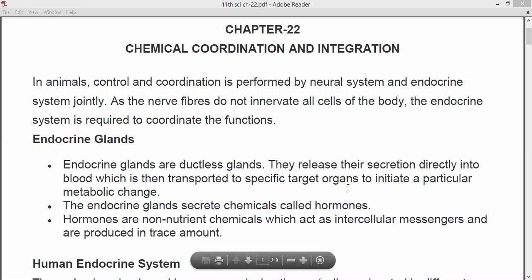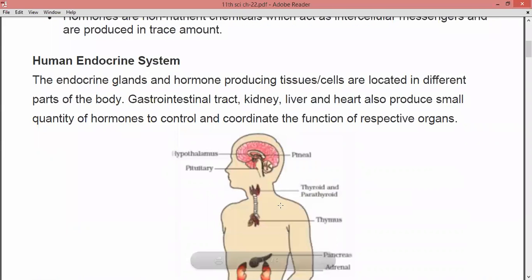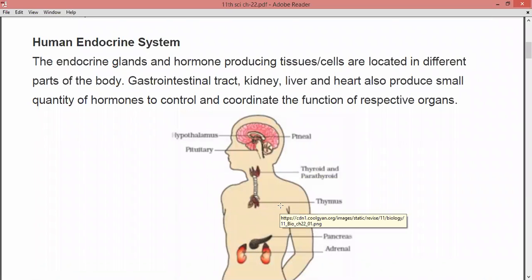So now we are going to see the next topic, and that is the human endocrine system, right? Endocrine glands and hormone producing tissues or cells are located in different parts of the body. When we are talking about the human endocrine system, it possesses not only one single endocrine gland, but several different types of hormone producing tissues, as well as several cells, which are located in the different regions of your body.